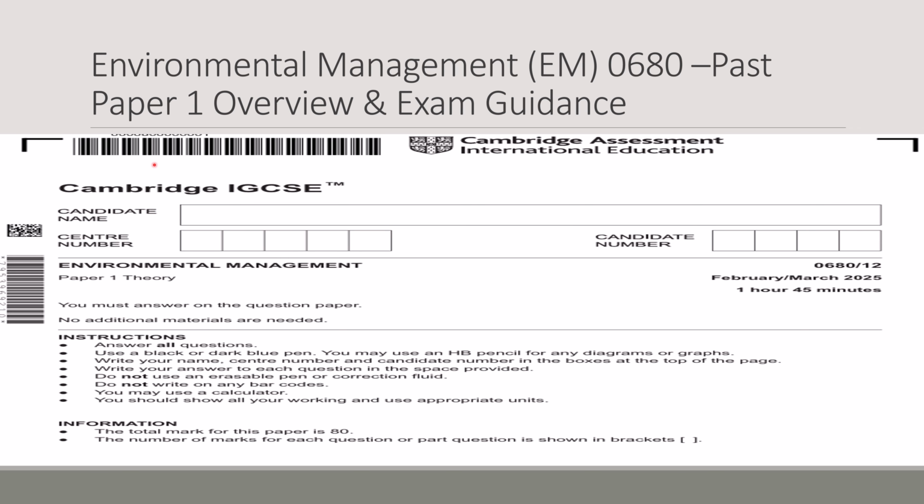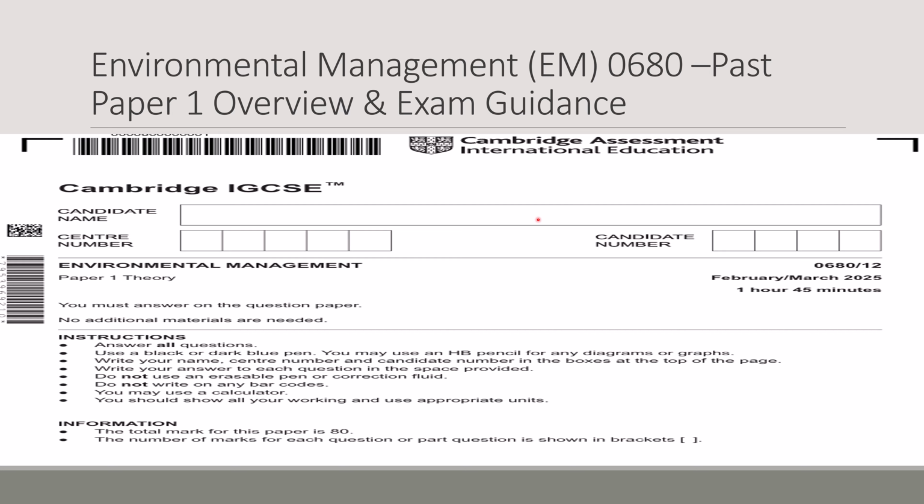Today we are going to discuss Cambridge IGCSE Environmental Management 0680 Past Paper 1 Overview and Exam Guidance, with special focus on Section A. And very importantly, we will also understand the first page of the question paper, which many students ignore. Understanding the first page is essential because it contains official instructions from Cambridge examiners. Before starting the questions, let us carefully look at the first page of Environmental Management 0680 Paper 1.